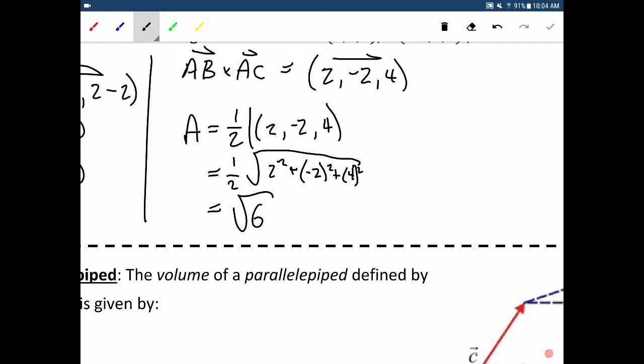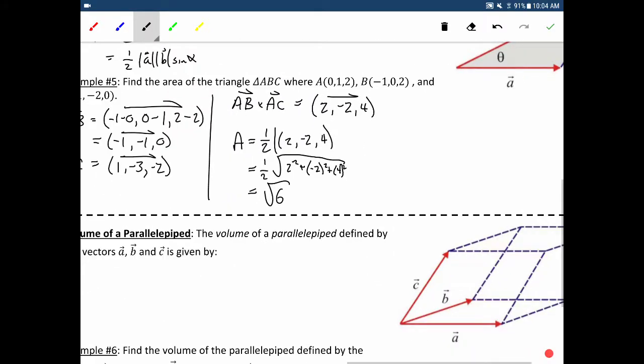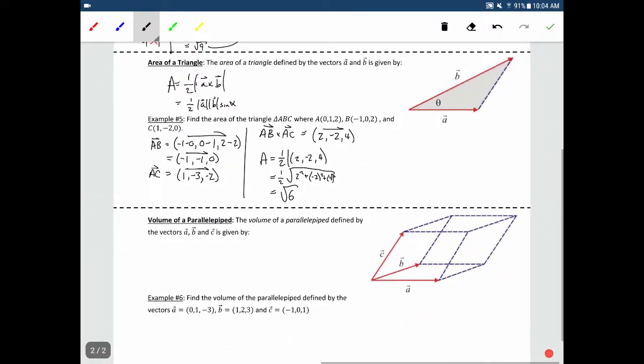It depends. If I've just given you coordinates like this, it's an application in the sense that you're finding area, but I haven't told you contextually what this triangle is or anything, so you can just leave it as root 6. But if I've given you a scenario surrounding it, you're probably going to want to give me a rounded decimal in that case.